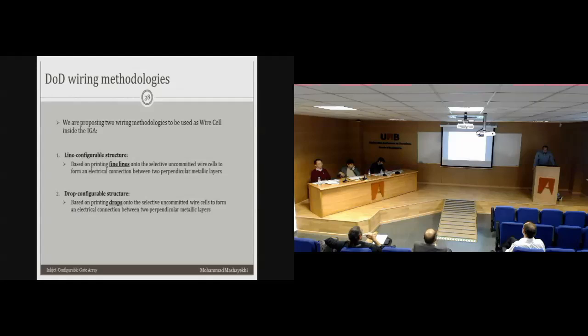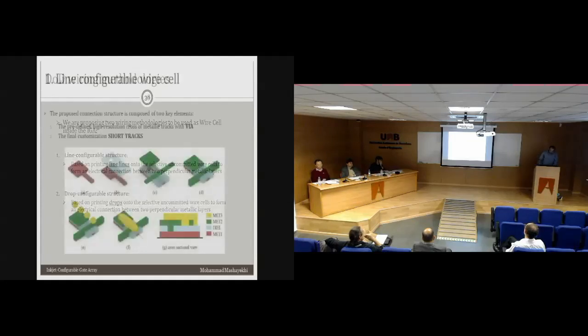We are proposing 2 wiring methodologies to be used inside the wire cell of the gate array. One is line configurable methodology, which is based on printing fine lines, narrow lines, onto selective uncommitted wire cells to realize any electrical interconnection, and drop configurable structures, which is based on printing drops rather than fine lines. I will talk about them in detail.